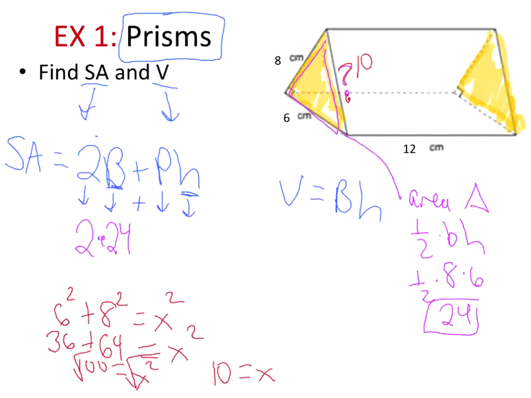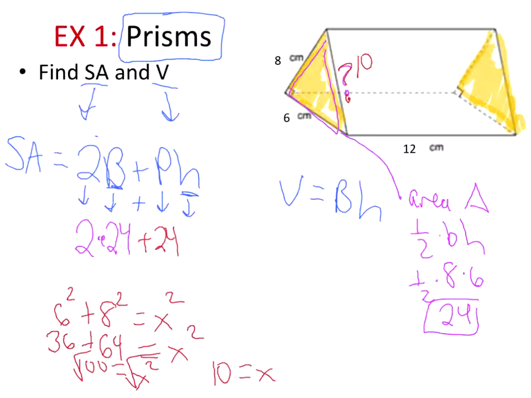Remember what square roots are? It's just what number times itself gives you that number. So 10 times 10 gives you 100. So that's how I got 10. So now for my P, P stands for perimeter of my base. If I know 1 is 8, 1 is 6, 1 is 10, the perimeter would mean add all three of those together. So 8 plus 6, 14, 14 plus 10 is 24.